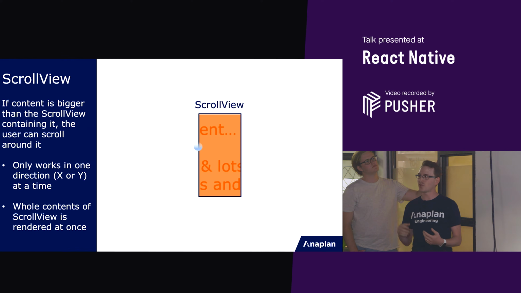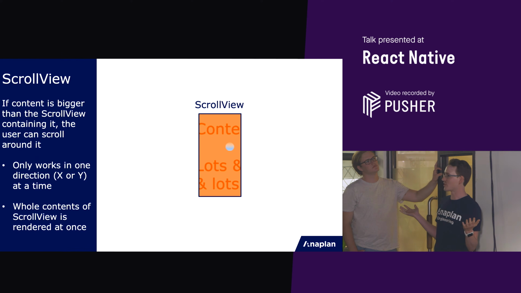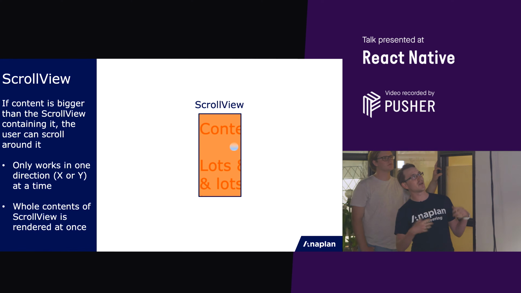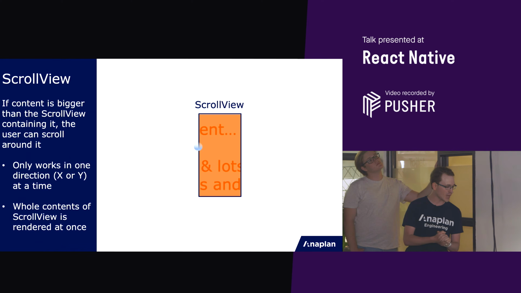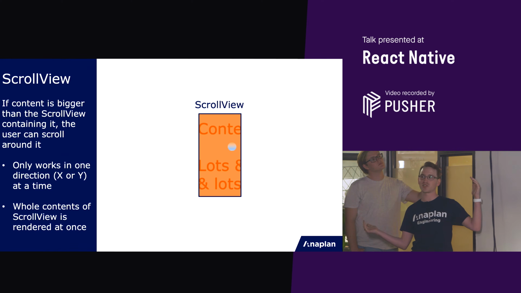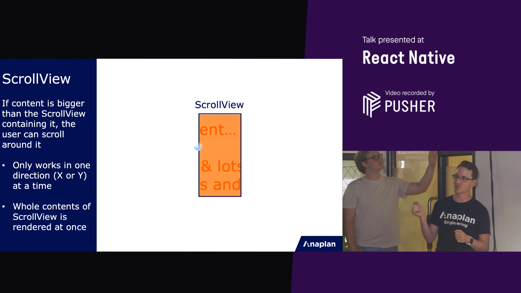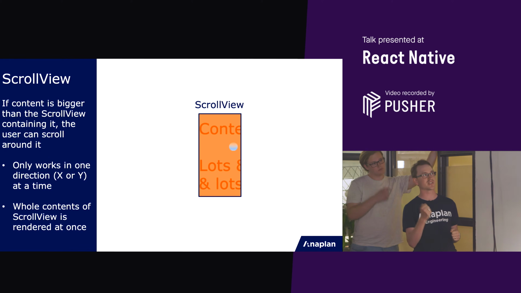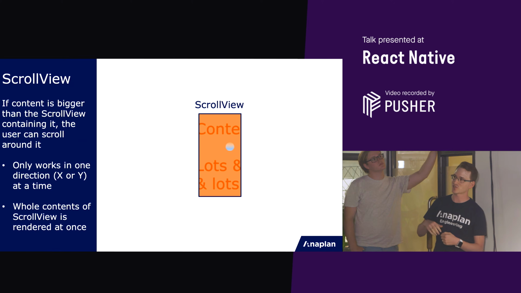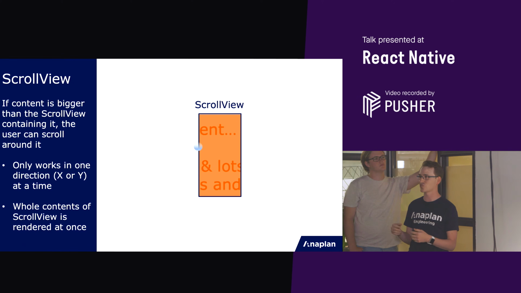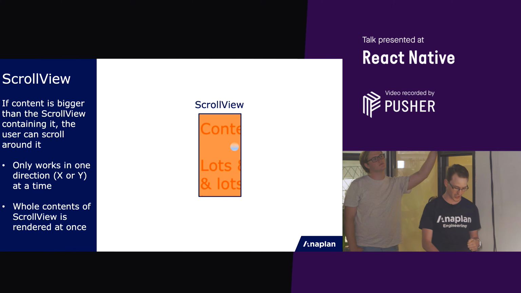Just a really quick overview of some components. You're all probably doing React Native, so you're probably all aware of scroll views and flat lists. Scroll views, if the content is bigger than the view, let you scroll, but only in one direction at a time. So you can either set it to go horizontally or vertically. But it gives some nice things like you get bounce on iOS and you get momentum and things like that, which is all kind of cool.